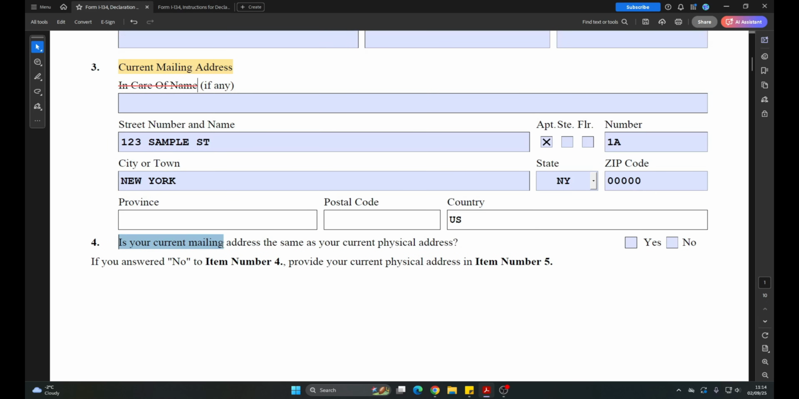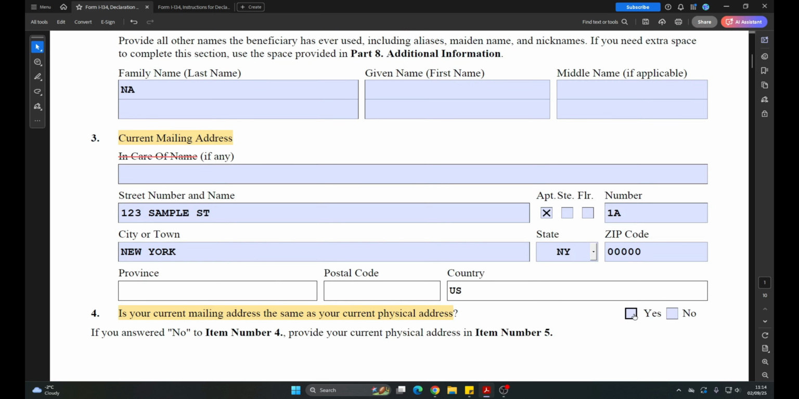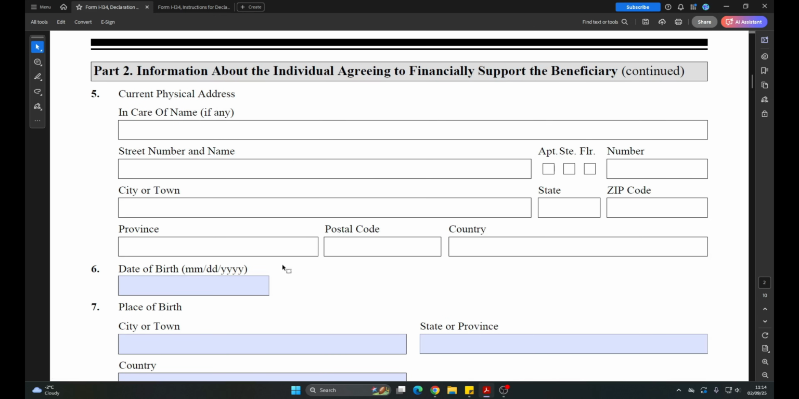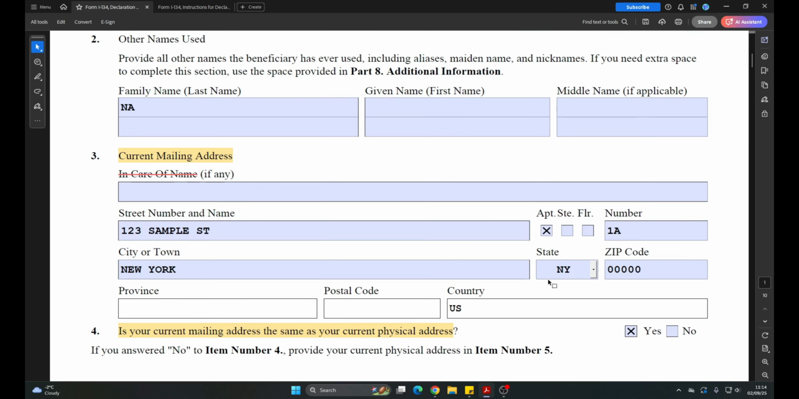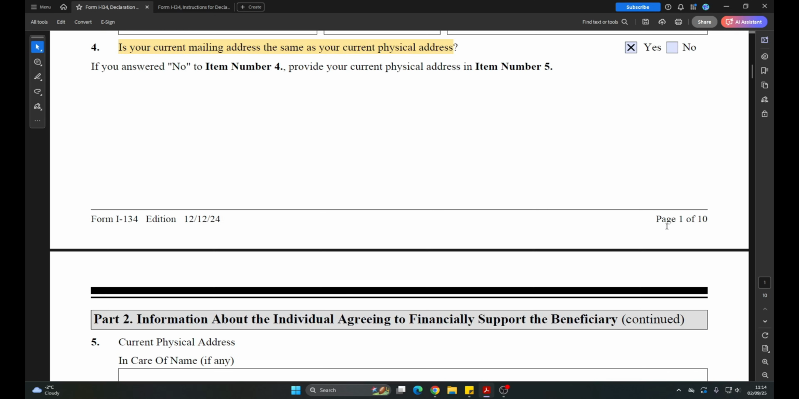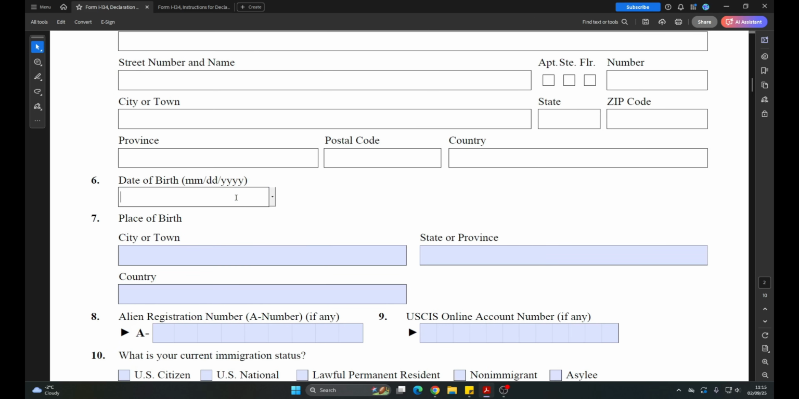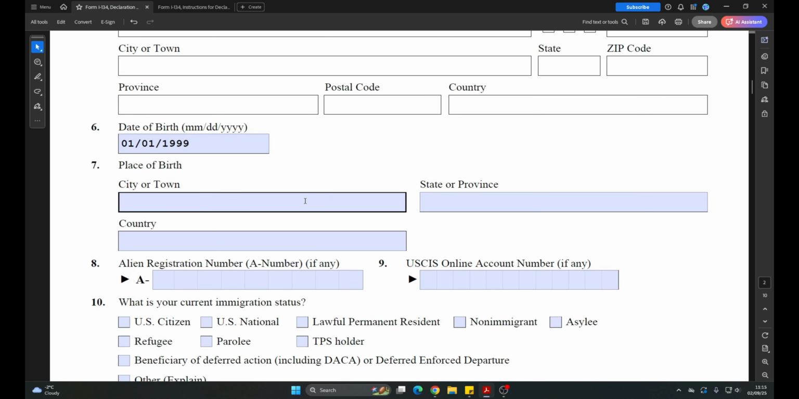Next, answer the question if your current mailing address is the same as the physical address. So physical address is where you actually live. Then you can click yes and proceed to the next question. But if you receive your mail at a different address and you actually live somewhere else, then answer no and provide the physical address here. Provide your date of birth and place of birth.